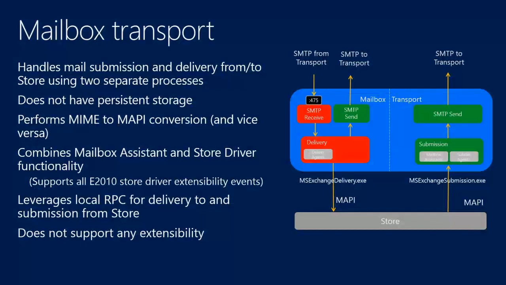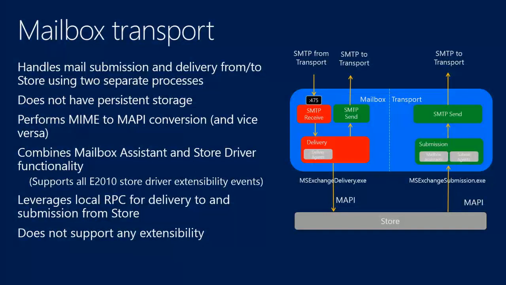This is what it looks like. It's very similar to the front-end transport service. There's an SMTP receive component and there's an SMTP send component. The mailbox transport service is broken up into two specific processes. There's MS Exchange delivery and there's MS Exchange submission. MS Exchange delivery, as its name kind of implies, is used for delivering messages into the store. So a message will come in via TCP 475 from the transport service. It will go in through the SMTP receive agent. It will be placed into delivery. We'll do our content conversion. And the deliver agent will deliver that message to the local database using RPC.